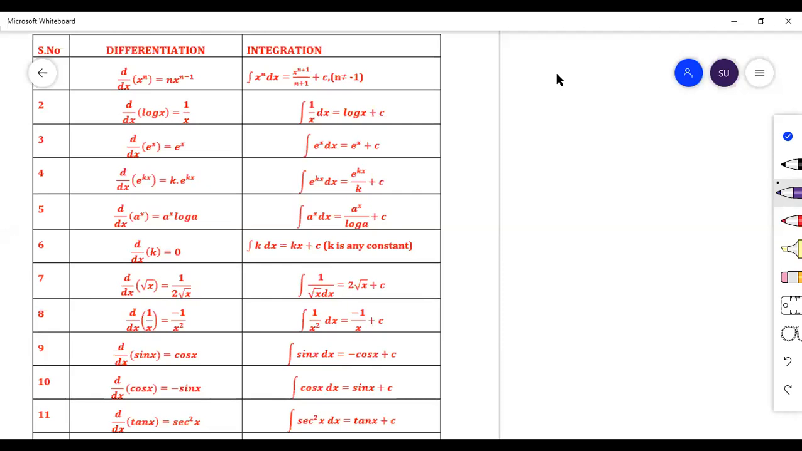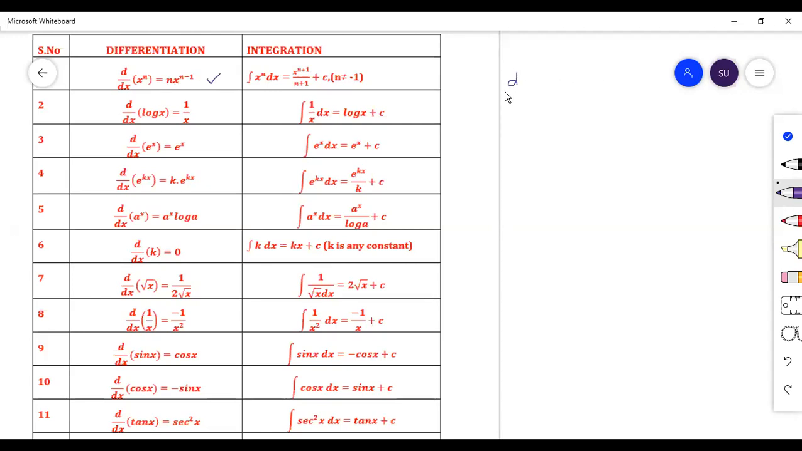To solve the problems under integration, we should definitely have an idea of differentiation also, because those two are interlinked. Now, under differentiation we will compare the formulas. Under differentiation, d by dx of x power n is what? n into x power n minus 1.